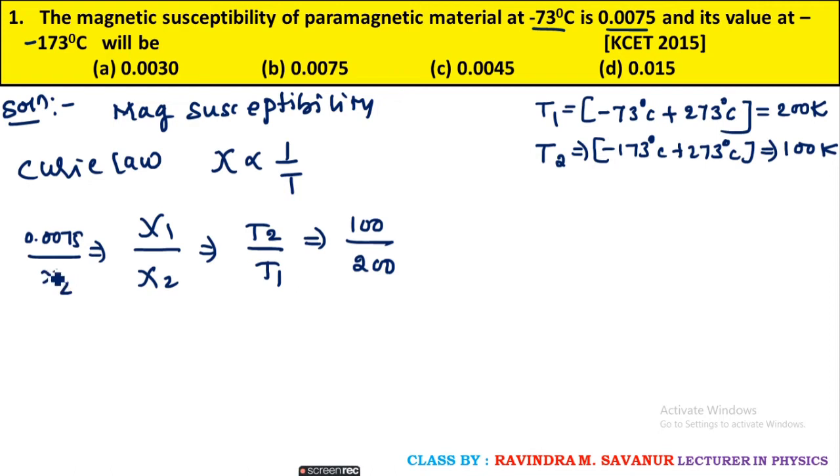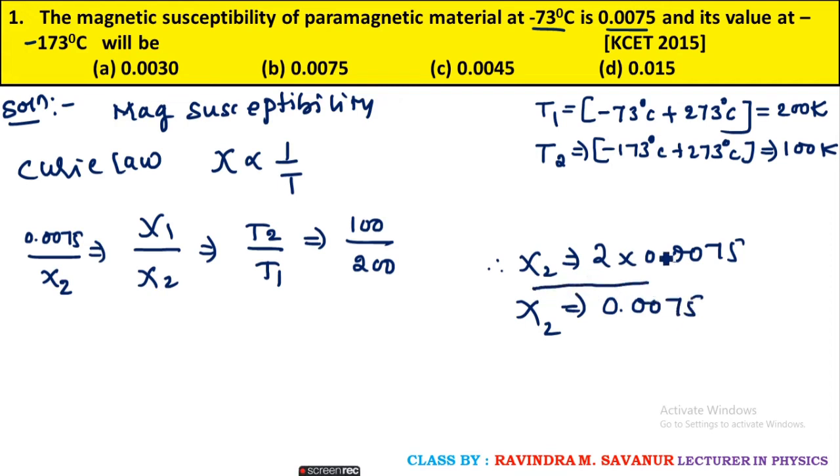0.0075. The second one you have to calculate. Finally, the second susceptibility, solving this one, how much did you get as the answer? 2 into 0.0075. After multiplying this one, which answer is coming? 0.0015. Option D.